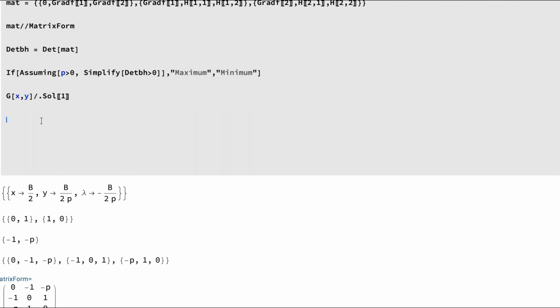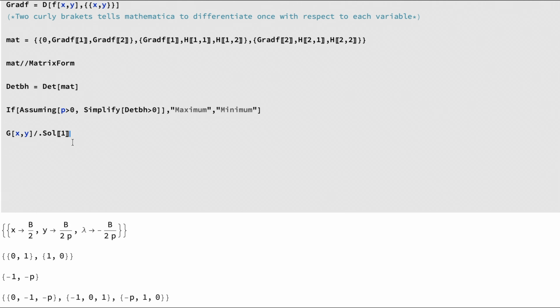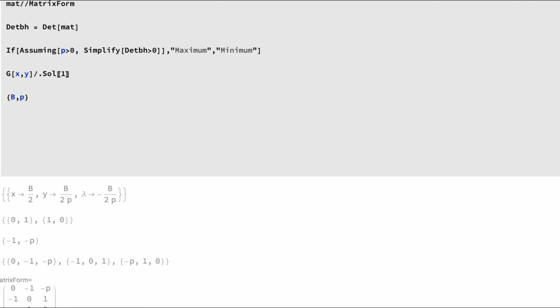So if we again do shift enter, when we substitute these solutions into this function, we get b squared over 4p, which is what we got last time as well. If I now let b and p take some numeric values, for simplicity, I will use 1 and 1. We can now start plotting.